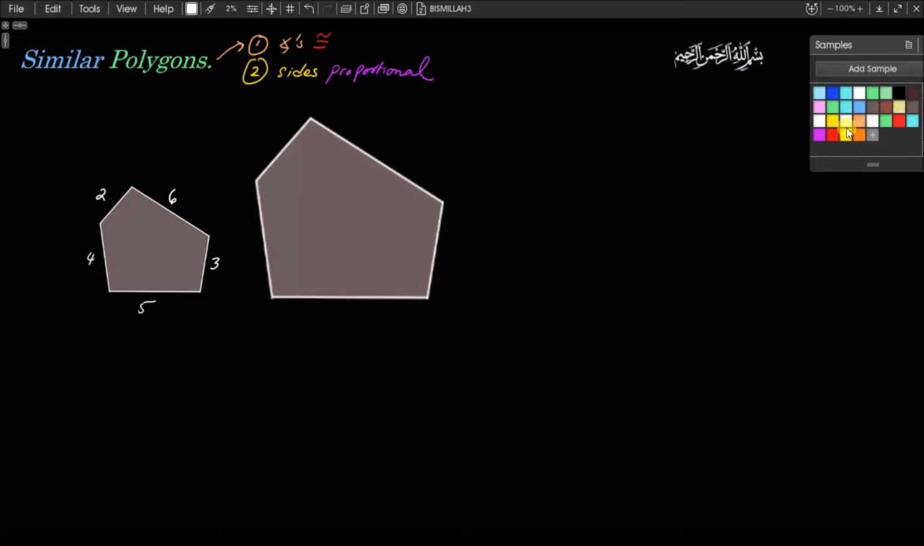6. Now, let's say I double the size of this polygon. So I made this 4 over here. So this 2 became a 4. Now, since I doubled it, every single side has to be similarly doubled.